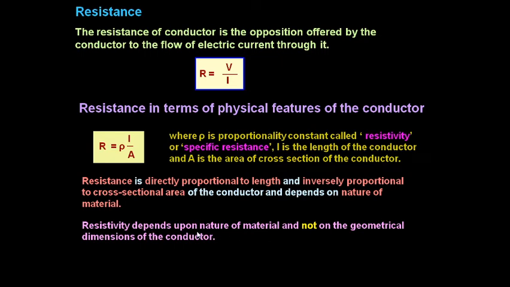Second is resistivity, called specific resistance, which depends upon the nature of the material and temperature, but does not depend upon the geometrical dimensions of the conductor. It is independent of length and area. Both resistance and resistivity vary with temperature, but memorize this point: resistivity only depends on the nature of the material and temperature, independent of the dimensions.